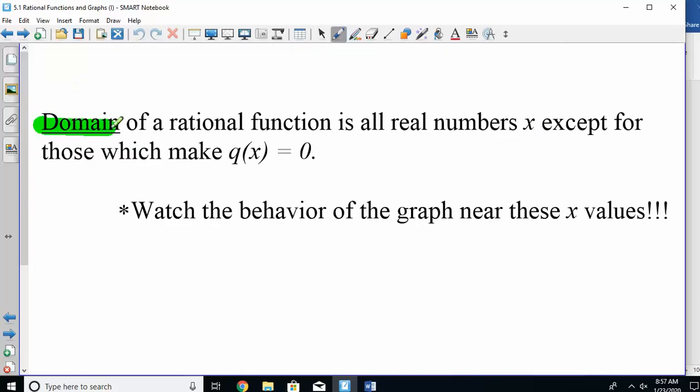So when I'm talking about the domain of these, we're really worried about what makes the bottom zero, and x can't equal those numbers. Those are going to be the places where our graph does funny things. So we will be talking a lot about those moving forward, and that's our first piece today, is taking functions and finding their domains.